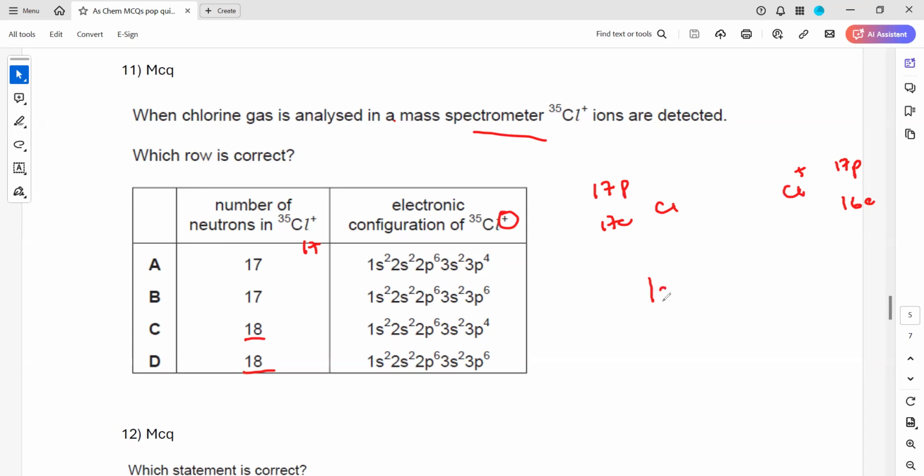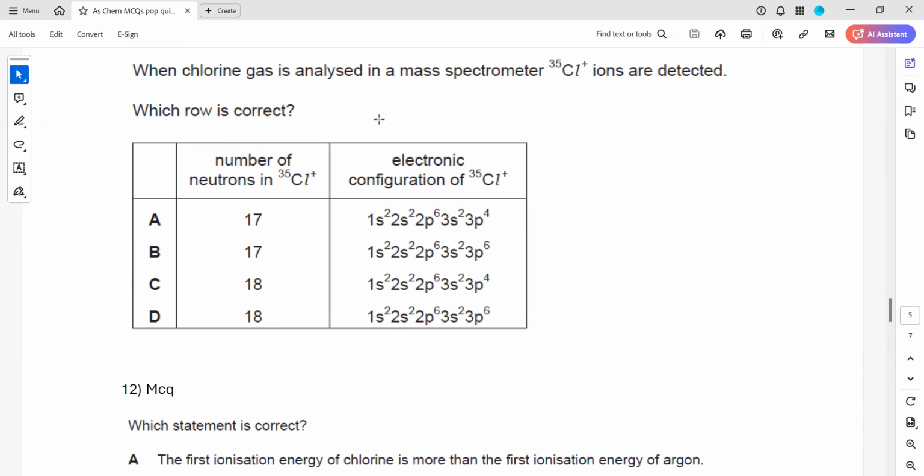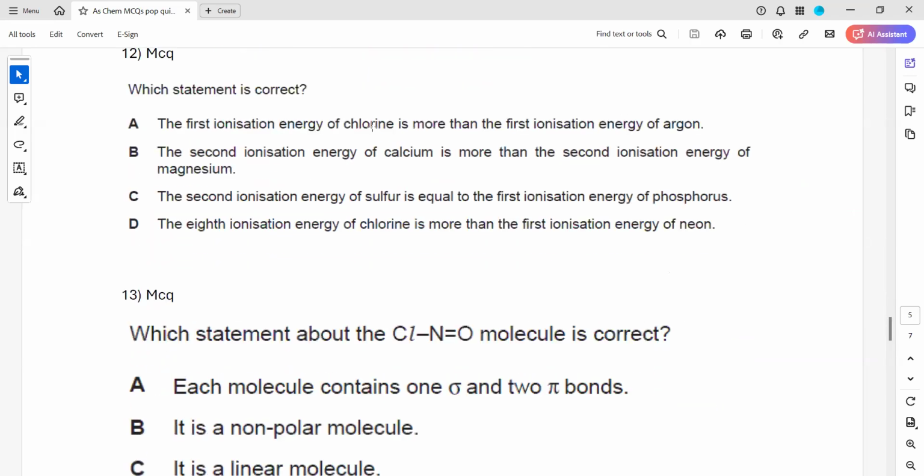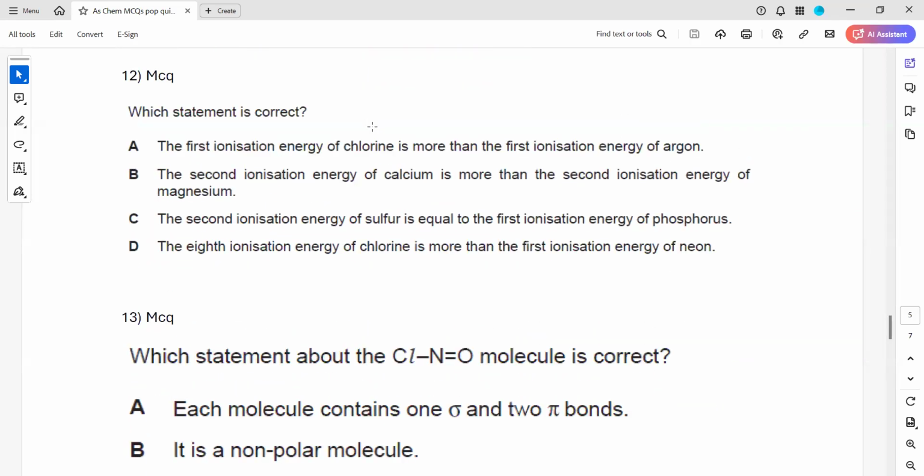So 16 electrons will be 1s2, 2s2, 2p6, 3s2, 3p4. So this one matches with C. So C will be the right answer. So if the charge was written positive, it means it has lost electrons. Which statement is correct about the ionization energies?